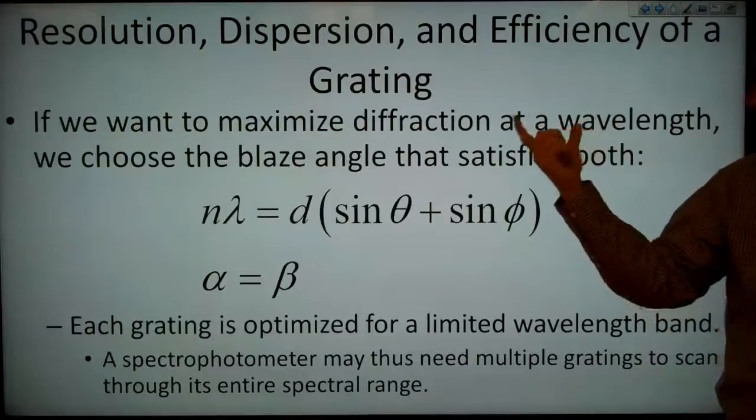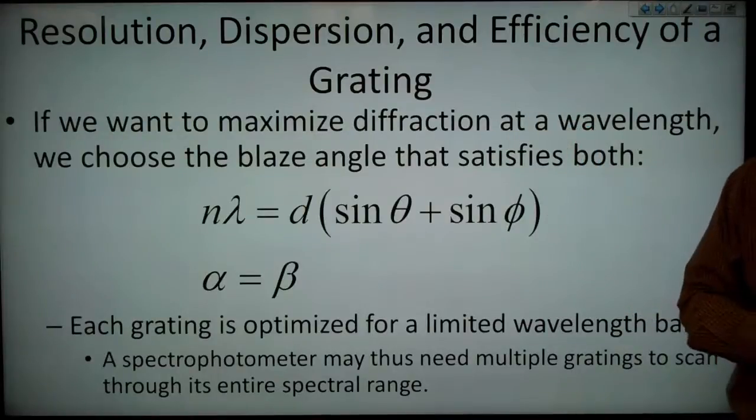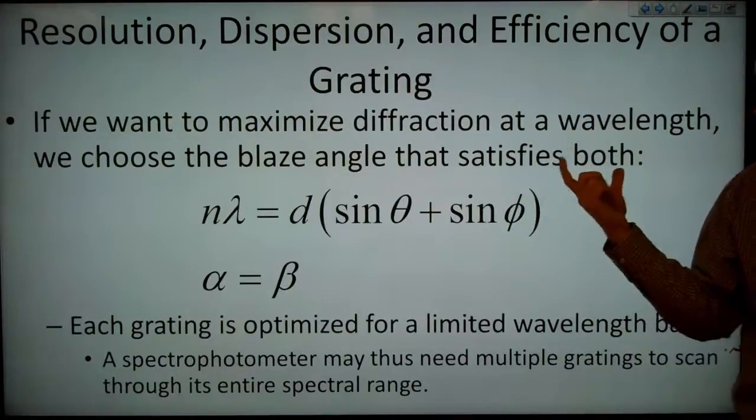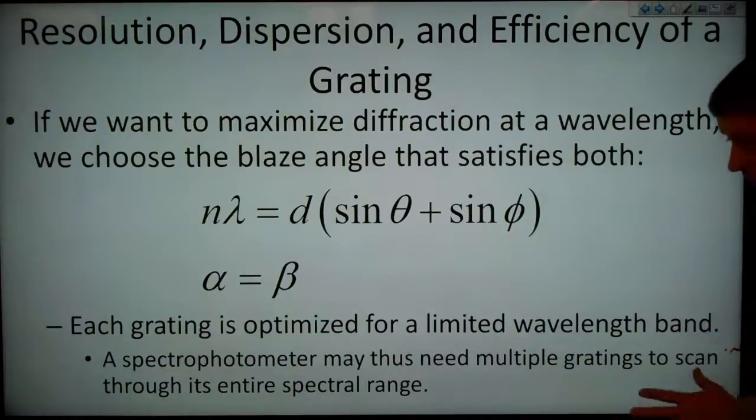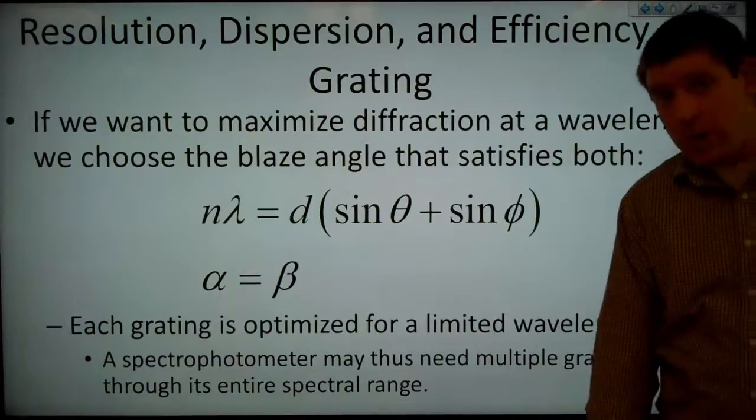If we want to maximize diffraction at a wavelength, then we choose the blaze angle that satisfies both of these two equations. Each grating is optimized then for a limited wavelength band, and a spectrophotometer may thus need more than one grating in order to scan through its entire spectral range.